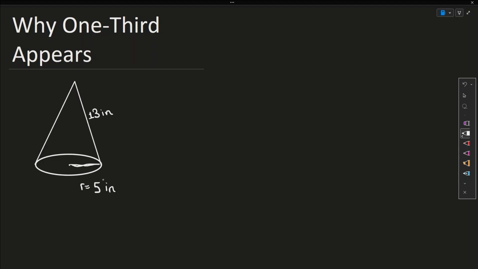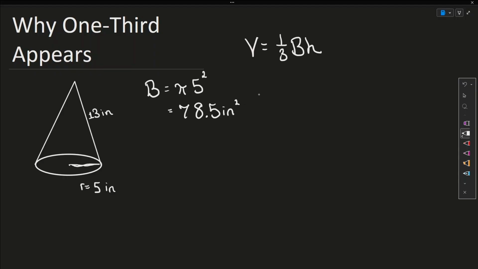Next, let's look at a cone. We have a cone with a radius of 5 inches whose slant height is 13 inches. We still need to find the volume, which is going to be 1/3 area of the base times the height. So let's start with the area of the base. For a circle, we would have pi times r squared. So 5 squared times pi. Using 3.14 as pi, we get 78.5 square inches for the base.